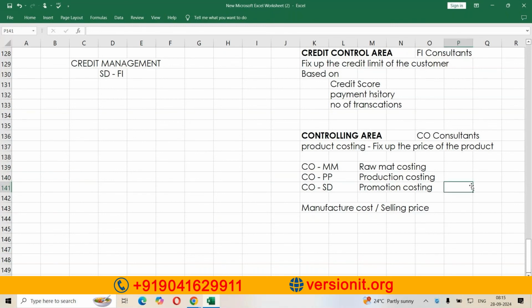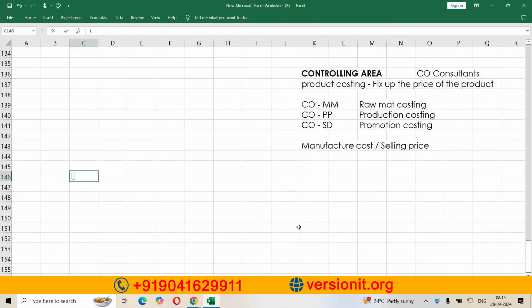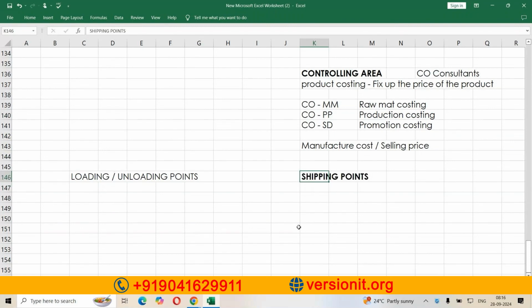And the last and final one, loading and unloading points. So where your stock will be loaded and unloaded. These loading and unloading points are what in SAP terms we are going to be calling shipping points, where your trucks come and wait for loading and unloading the stock. That activity is what we call shipping points, used for loading and unloading the products.